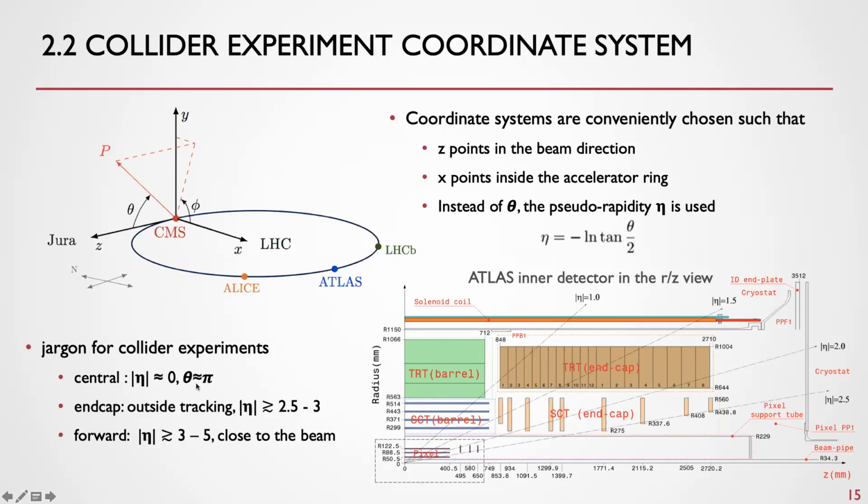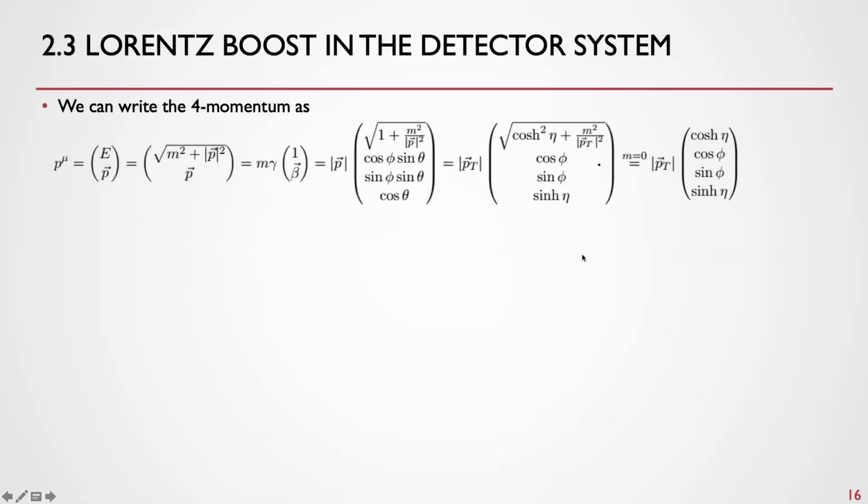We label the end cap detectors, which are typically at eta values of 2, 2.5, and 3. And then very forward, close to the beam pipe, the eta values are 3 to 5. You can compute, no secret, the theta values for these different pseudo rapidities, but it's not necessary. We should stick to eta for the following reason.